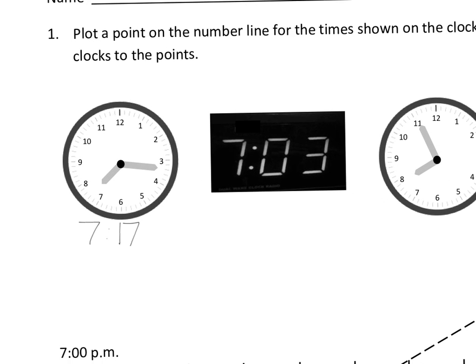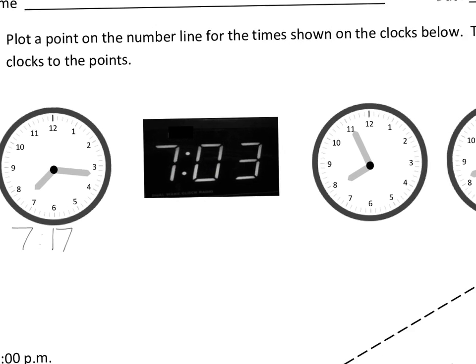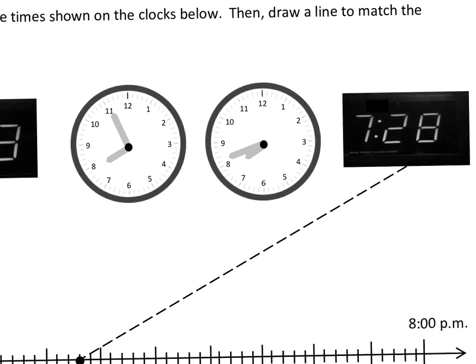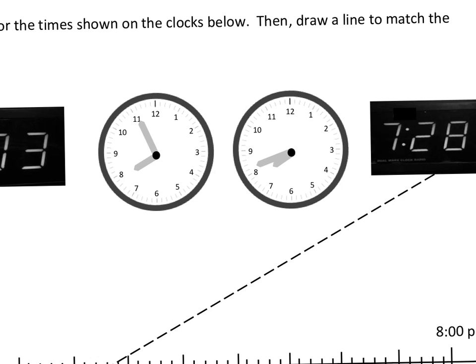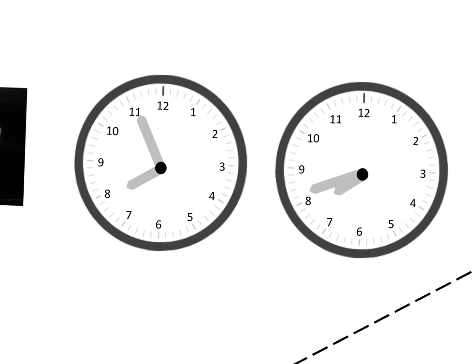My next clock says 7:03. I'm not just going to say 7:3. I'm going to have to put that 0 in there. It's 7:03. All right, let's read our next two analog clocks, and then we can work on plotting our points.